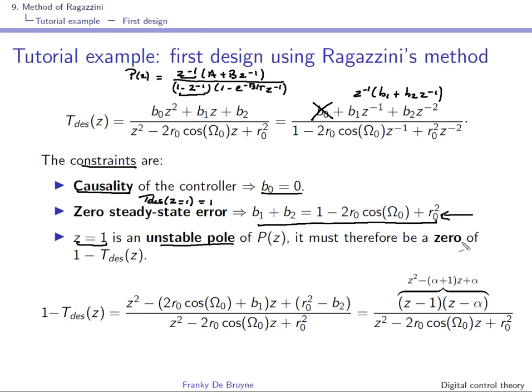So it must therefore be a zero of 1 minus T desired. Okay, T desired, we have it over here. So 1 minus T desired is this. We'll put everything under the same denominator. The denominator is this one over here.